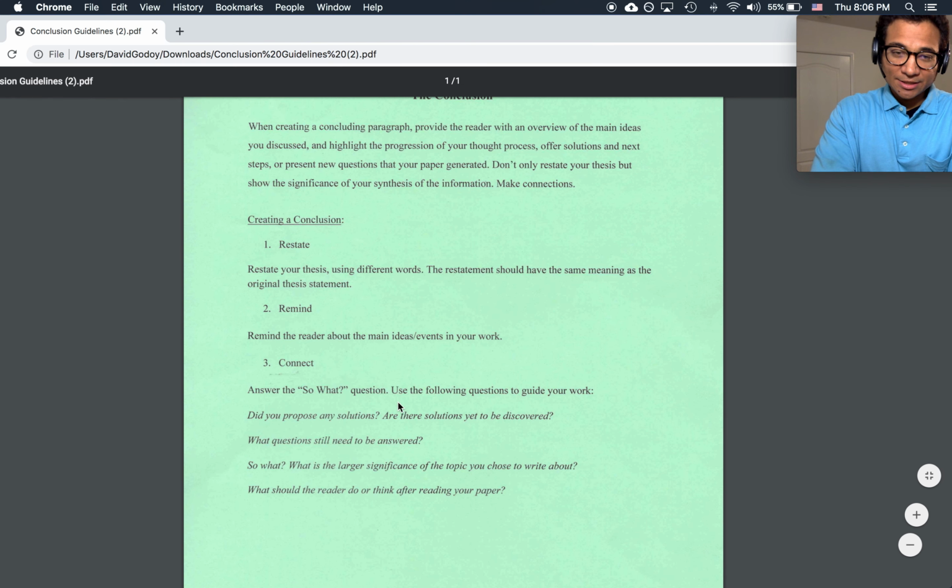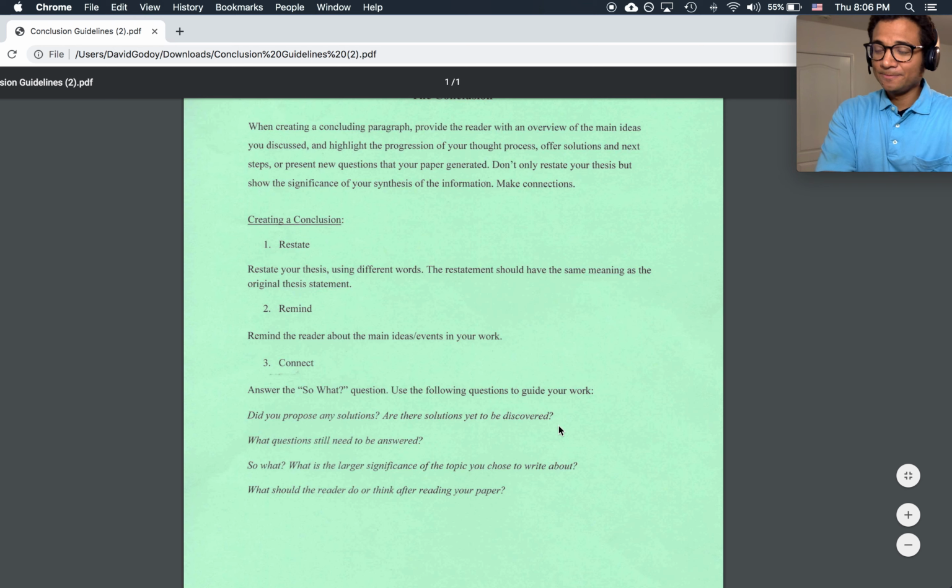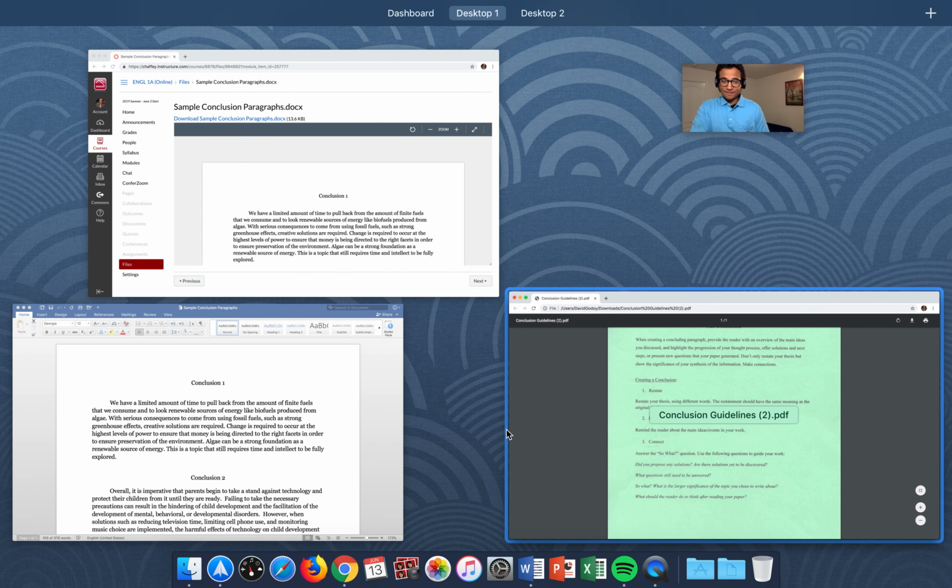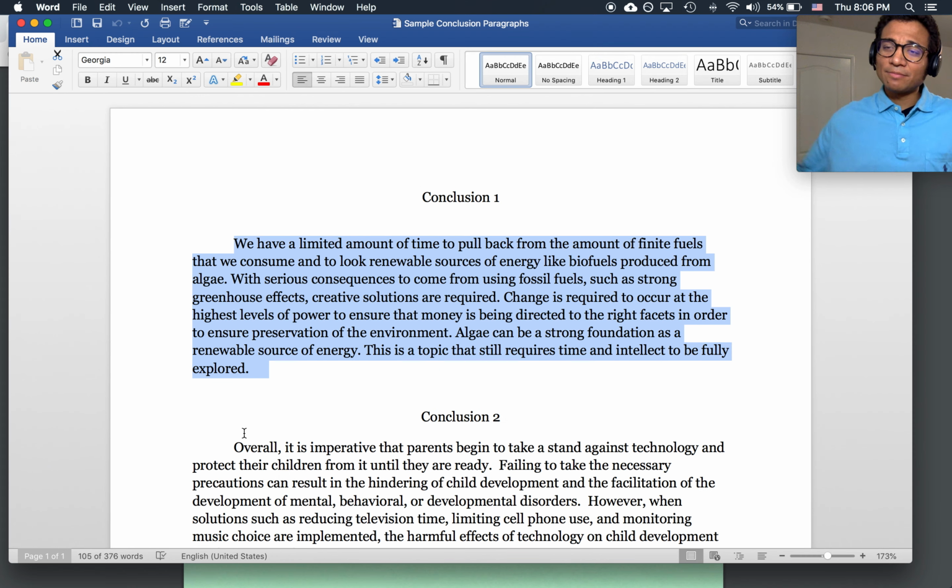So this student right here said, where is that? Are there solutions yet to be discovered? So this solution is admitting and recognizing that it's such a complex and large issue that there's still further investigation that needs to be done. So not everything has been figured out about it, and it's kind of like a research pending type thing.